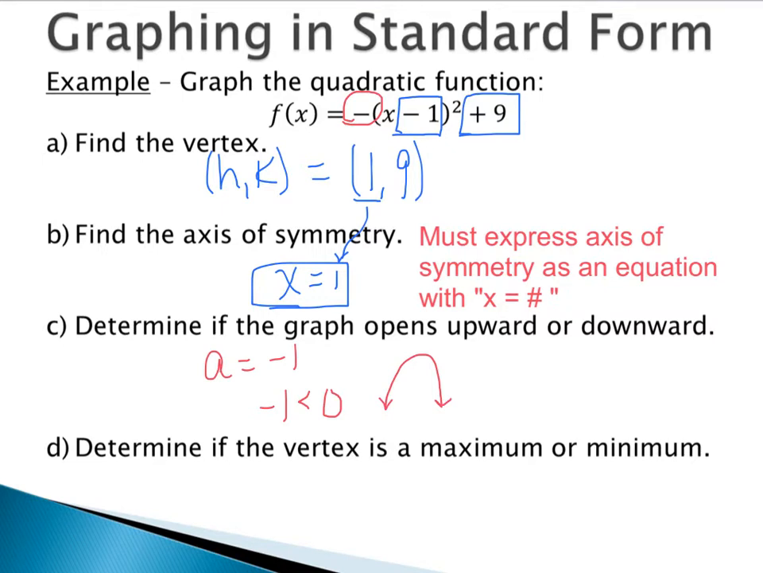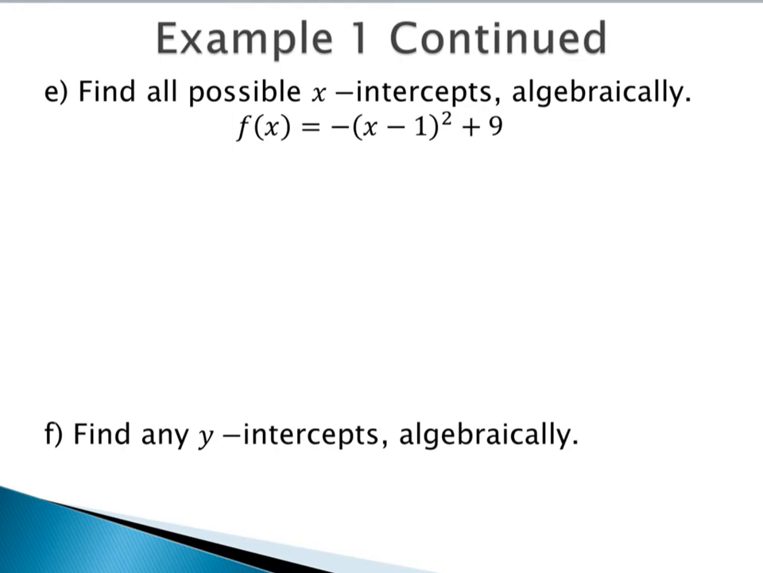From here, also using a, we can then determine if the vertex is a maximum or a minimum. So again, a is still negative 1, which, as we just saw, means that the graph is facing downward, which means that we're going to have a maximum for our vertex.